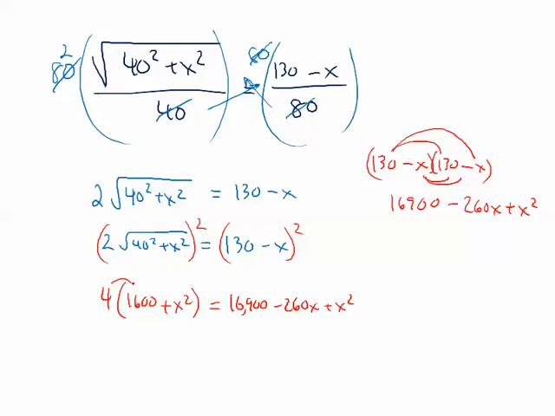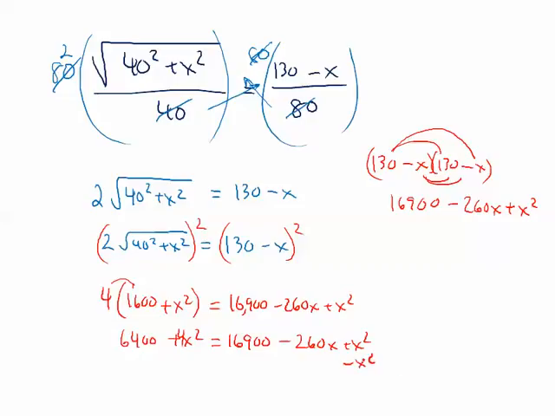Alright, still not done yet. 6,400 plus 4x squared. Alright. Still going. What do we want to do? I think we want to set equal to 0 and factor, is that right?